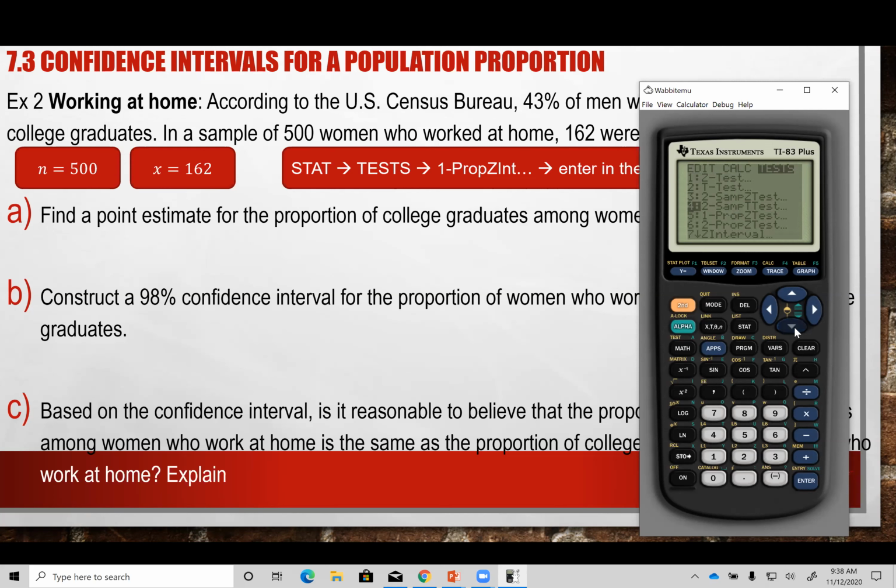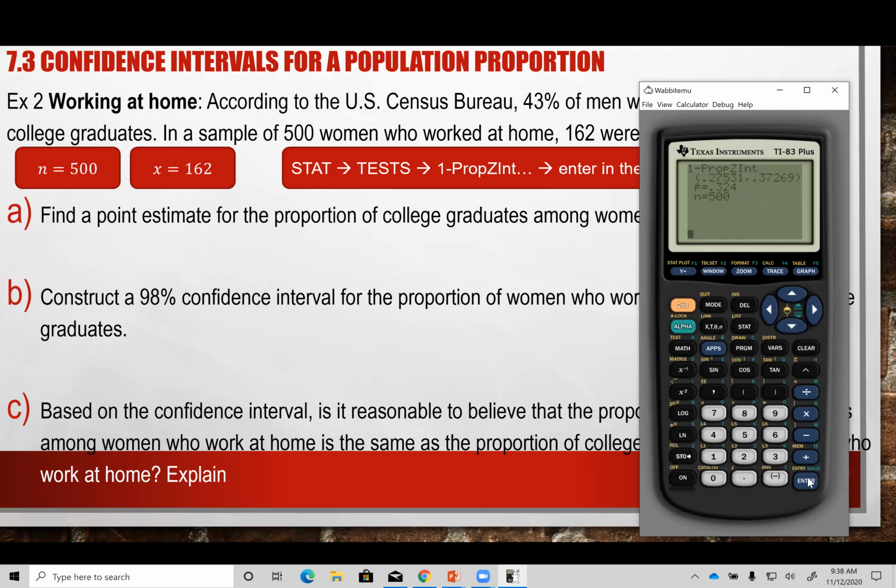You hit stat, you scroll over to test, just like before, and you go down to the one proportion Z interval. Again, these are the three options: the Z interval, the T interval, and the one proportion Z interval. If we choose the one proportion Z interval, they ask us to type in the x, which in this case is 162, the n, 500, and the confidence level is 98% or 0.98.